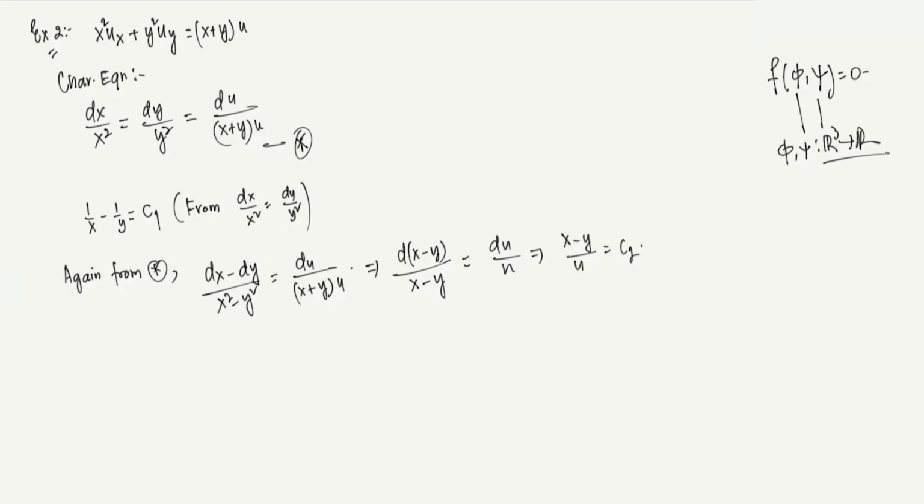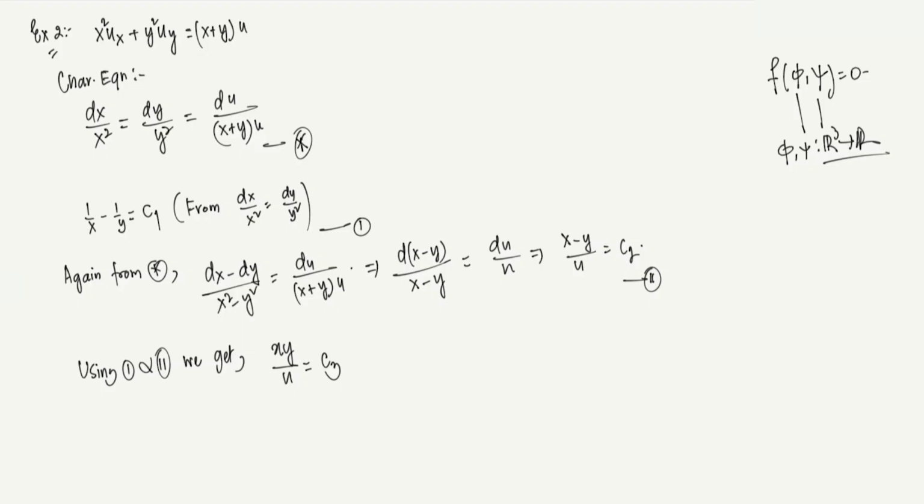Clear? Okay. Again, using these two, let's call this 1 and let's call this 2. Using 1 and 2, we get xy by u is C3, another constant C3. It's very simple, right? We just put 1 and 2 together and we get this equation.